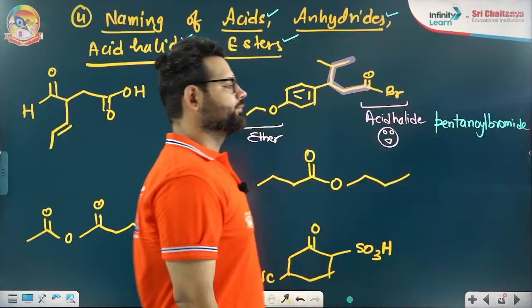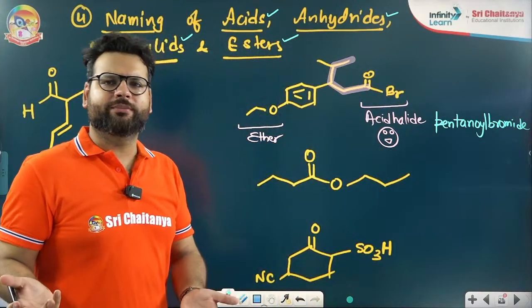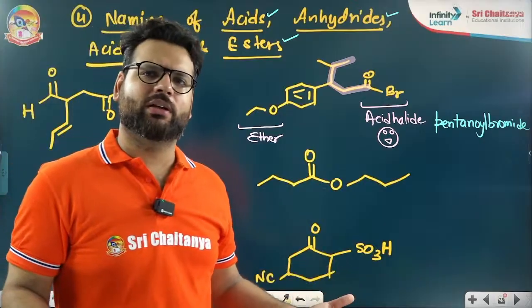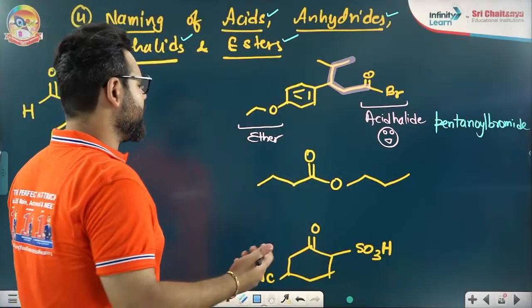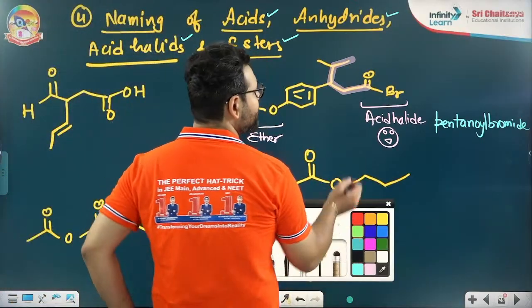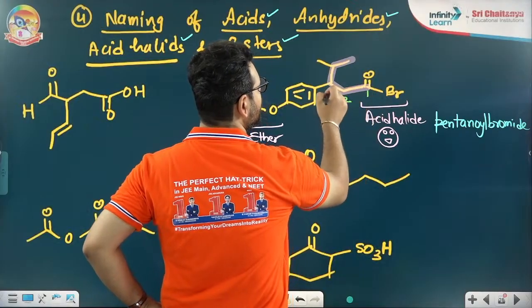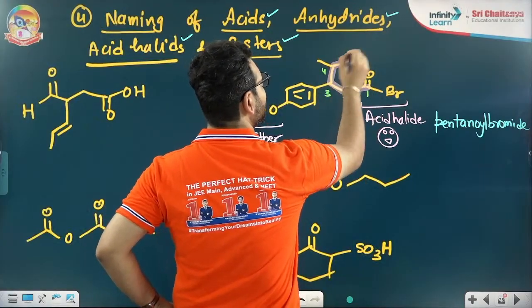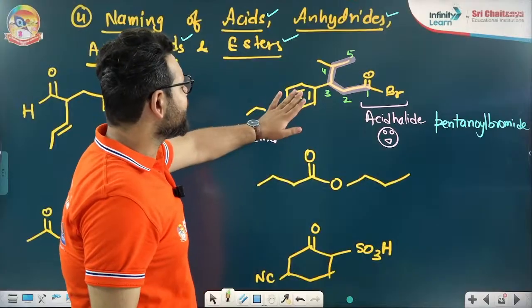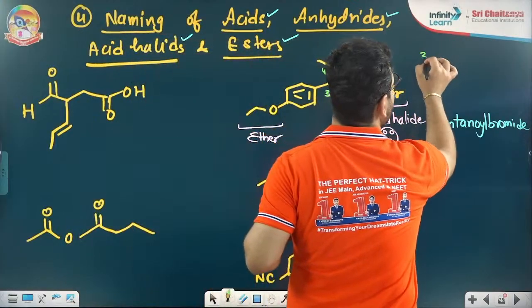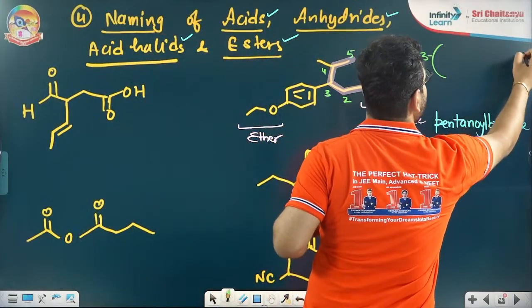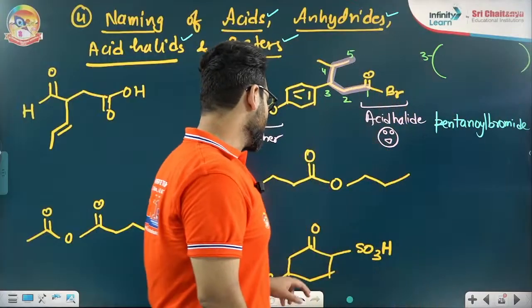Parent chain is done. Rest everything is a prefix. What prefix? Numbering you do. So I'll number it from this side 1, 2, 3, 4, 5. At number 3, there is a scary group attached. I don't know what its name is going to be. We'll see that.